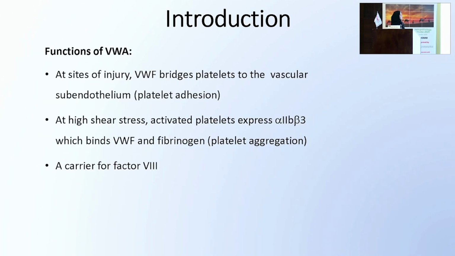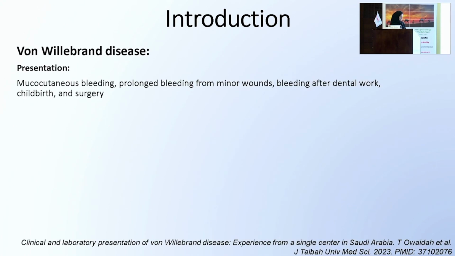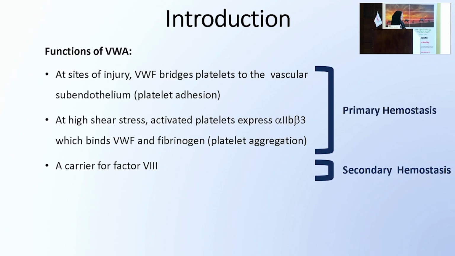Now, the functions of von Willebrand include that at sites of injury, VWF bridges platelets to the vascular subendothelium, and this is the platelet adhesion. And at high shear stress, activated platelets express alpha-2b beta-3, which binds VWF and fibrinogen, and this is the platelet aggregation. And finally, it's a chaperone or a carrier for factor VIII that extensively extends the half-life of factor VIII and maintains normal plasma level.